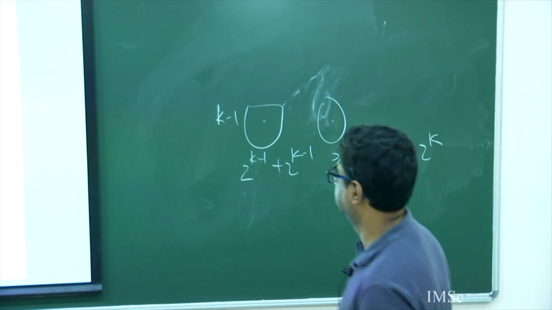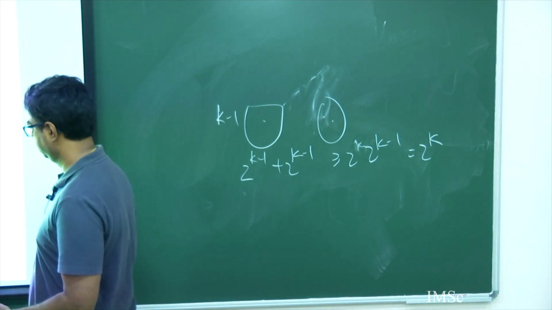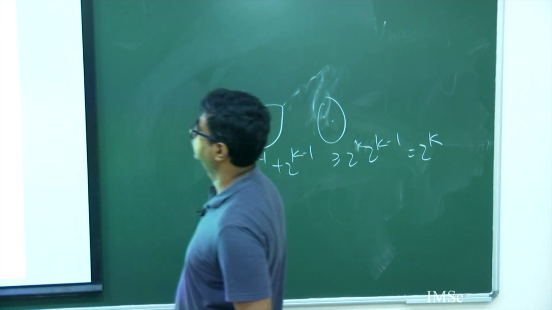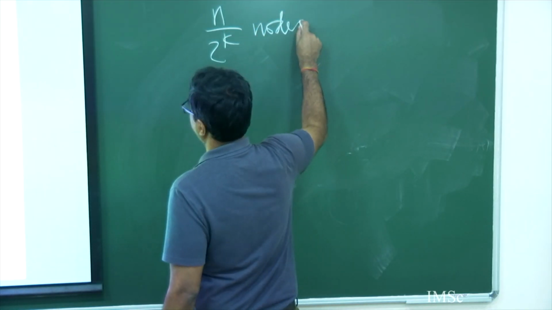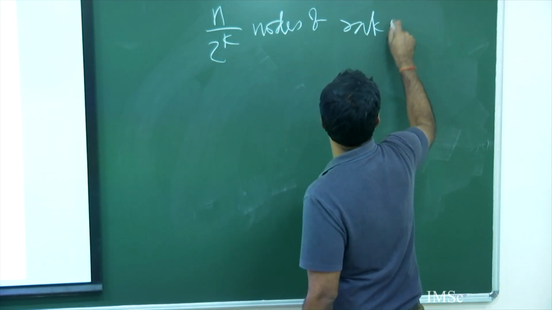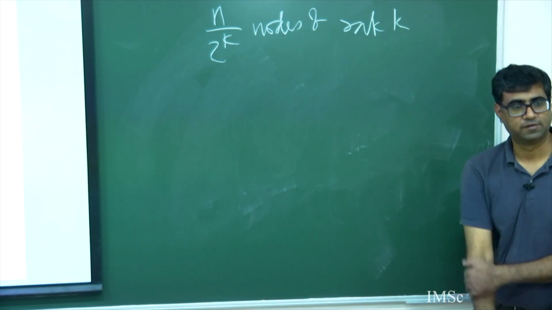Okay, this is the most non-trivial property, and this is what we will use. So for any integer k greater than or equal to 0, there are at most n divided by 2 power k nodes of rank k. Let's see why this is true.